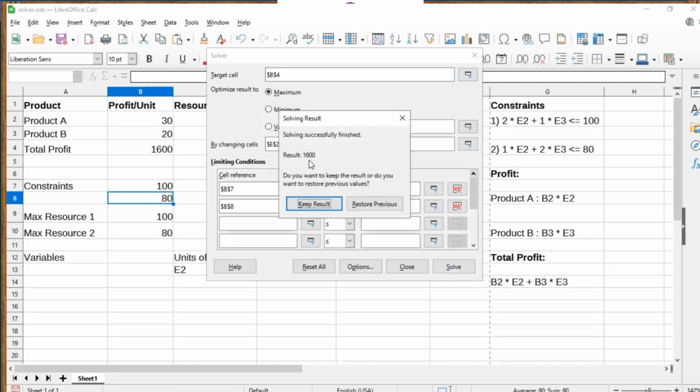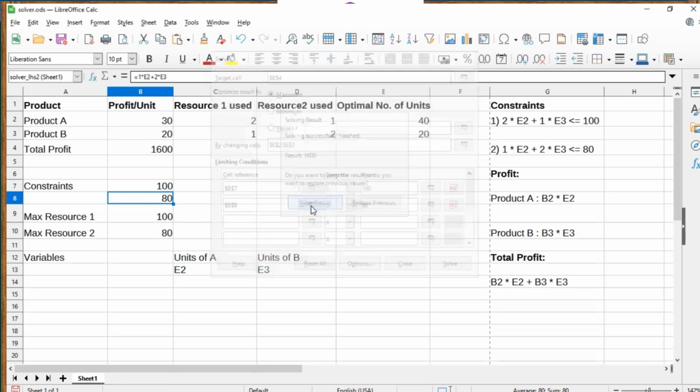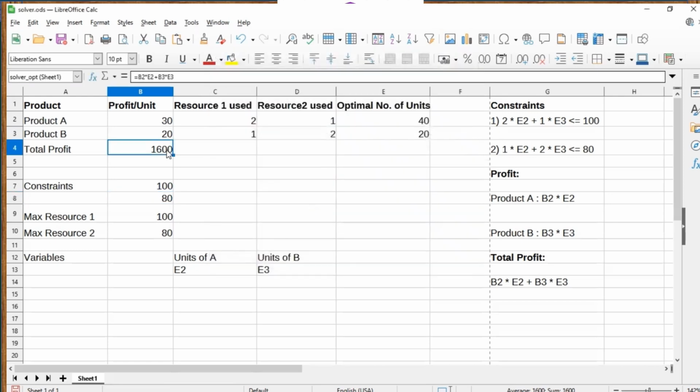Let's check it out. The maximum profit is $1,600. After Solver runs, it will provide the optimal number of units for products A and B to maximize profit while respecting the constraints. You could choose to keep these values or revert back. The optimal values obtained for product A is 40 and for product B is 20. Maximum profit is $1,600.